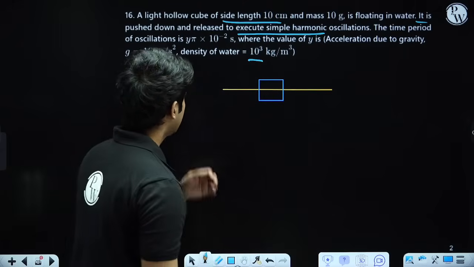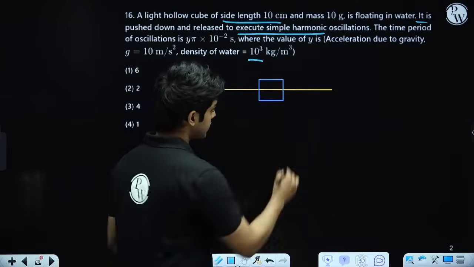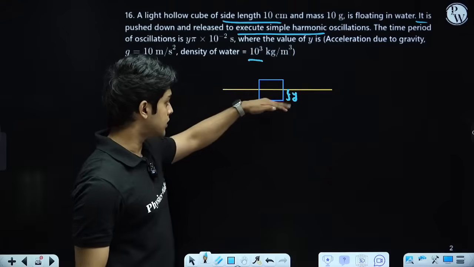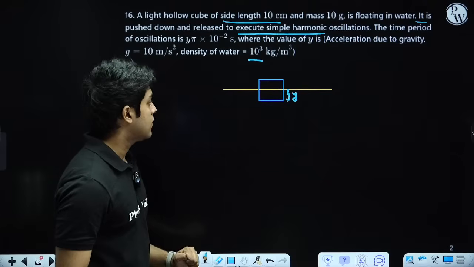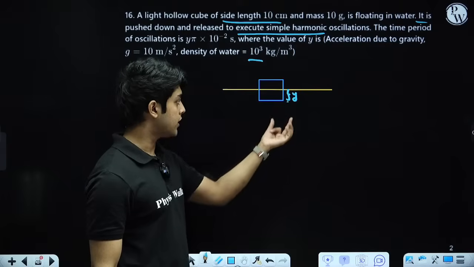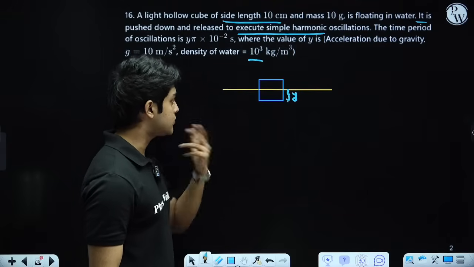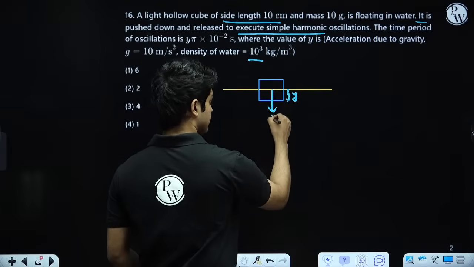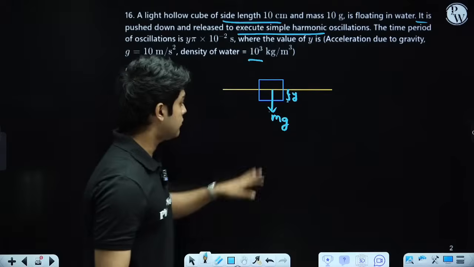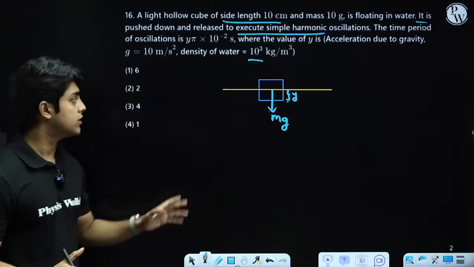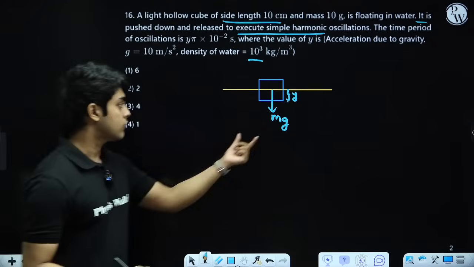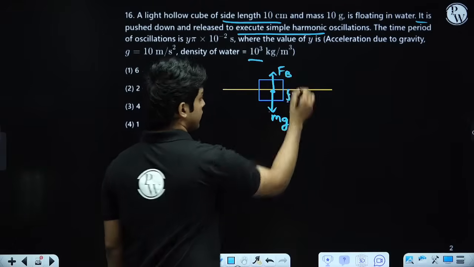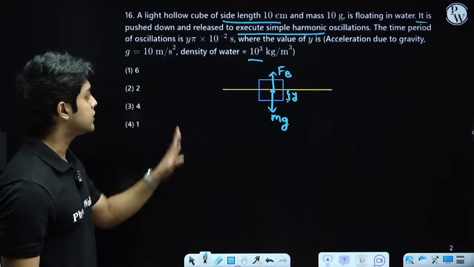Let's say the submerged depth is y and the base area is A. So the volume submerged is A times y. The rho of the liquid times the submerged volume times g will give us the buoyant force, and that will be equal to mg of the cube. So right now at the start, when we don't push, the cube is in equilibrium. The mg force is balanced out by the buoyant force. This is the first part, which is what is given to us.